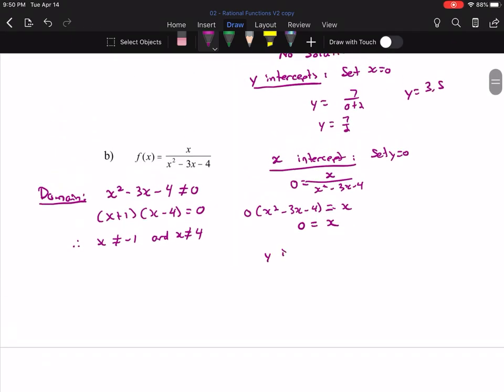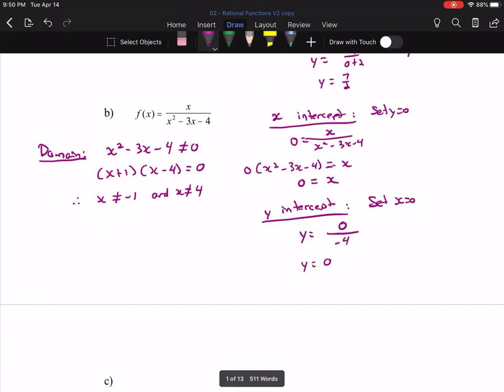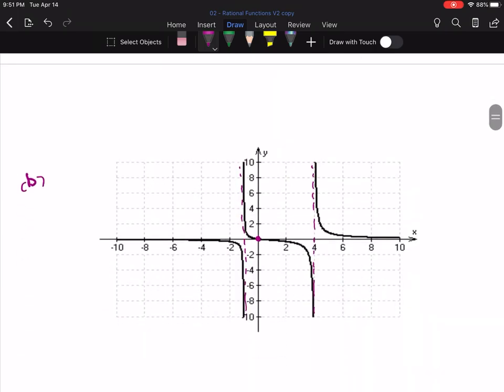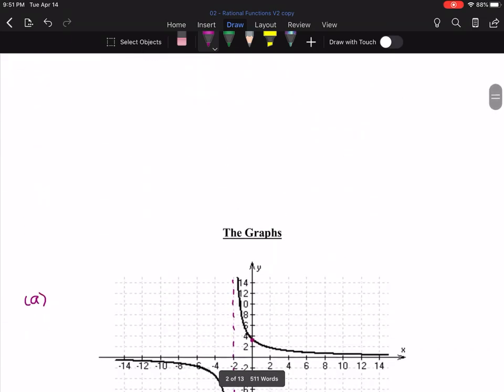And then for y-intercepts, set x equal to 0, so I get y equals 0 over 0 squared minus 3 times 0 minus 4. I get y equals 0. No new information there, but there could be new information there. This example just didn't happen to have any new information. That x-intercept of 0 is also a y-intercept of 0. No kidding.